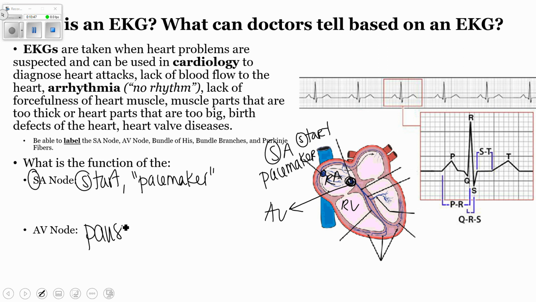Now, why do you want to pause? You want to pause because that SA node is going to contract the atria. You want to make sure that all the blood that was initially in that atria is going to get into that ventricle before that valve closes. That AV node allows for all that blood to be pumped from the atria down to the ventricle. Let the atria fully empty.